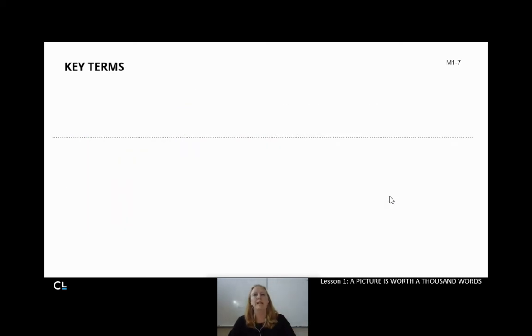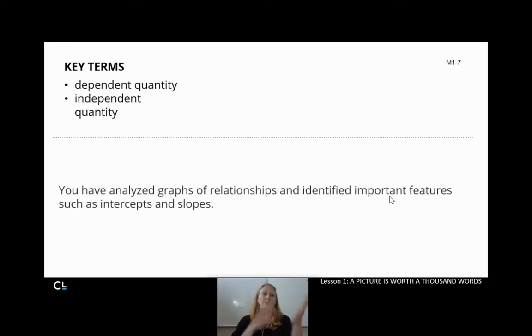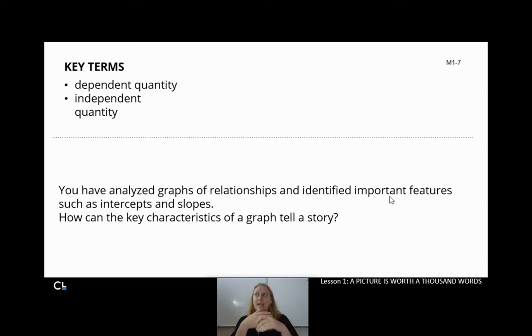Our key terms from last time were dependent quantity and independent quantity. Just to remind ourselves, we've analyzed these graphs, we're looking at these important features, and we're going to continue asking how these key characteristics of the graph tell a story. That last graph on the warm-up, the maximum told us that on the third day, she played 4 hours of video games. The minimum told us that on the 7th day, she didn't play any video games at all.